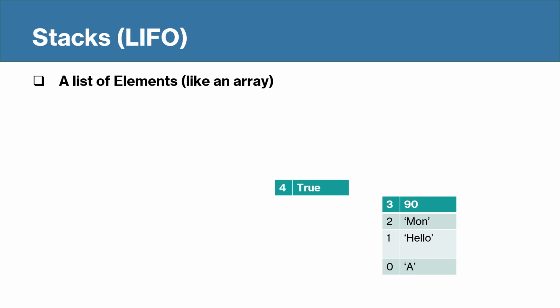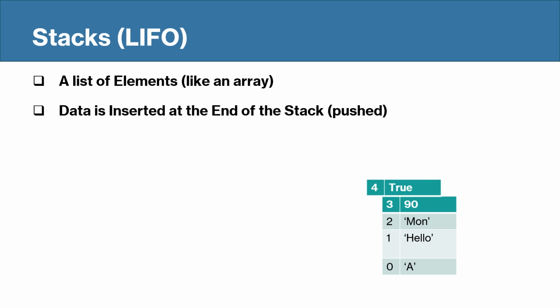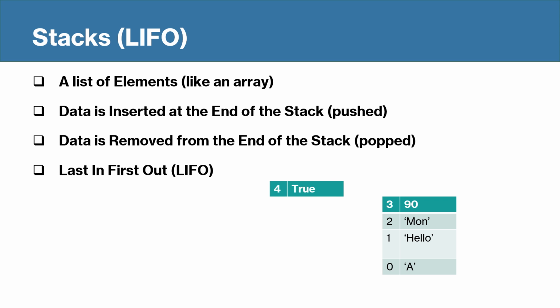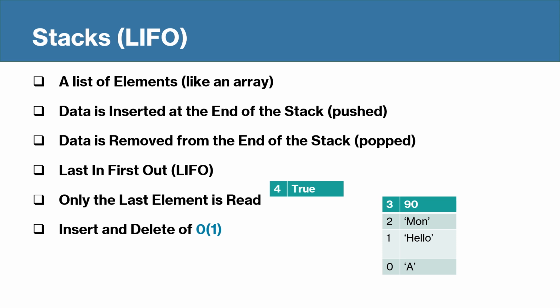Our next data structure is stacks. A stack is a list of elements similar to an array. The data is inserted to the end of the stack, or pushed, or data is removed from the end of the stack, or popped. This is a last in, first out operation, or LIFO. Only the last element is read. The insert and delete operations of a stack are O(1), or constant time, and stacks are suitable for undo operations. Let's switch to VS Code and create a stack.